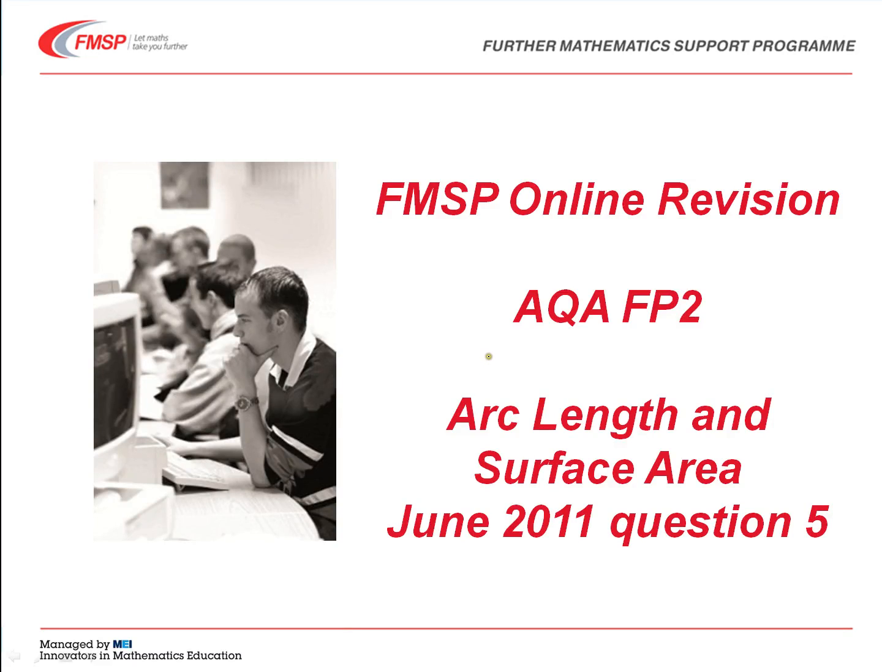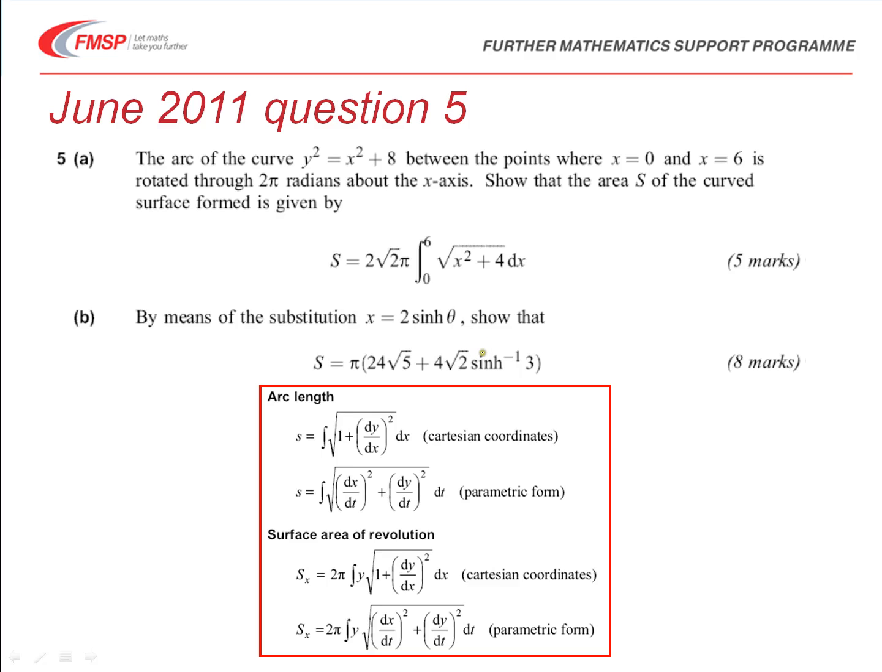Well, welcome to this online revision session for AQA FP2, in which we'll be looking at the June 2011 question 5 on arc lengths and surface areas. You can see in this particular question we're looking at the arc of the curve y squared equals x squared plus 8 between the points where x equals 6 and x equals 0.